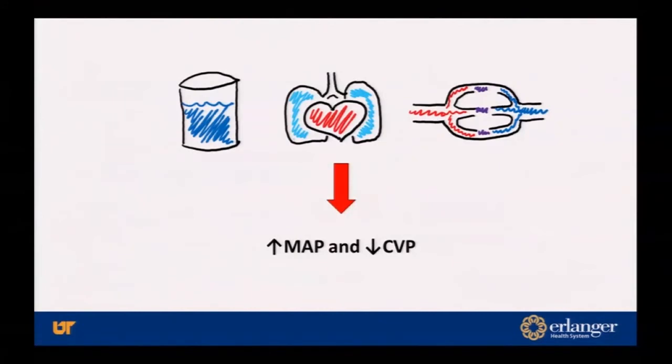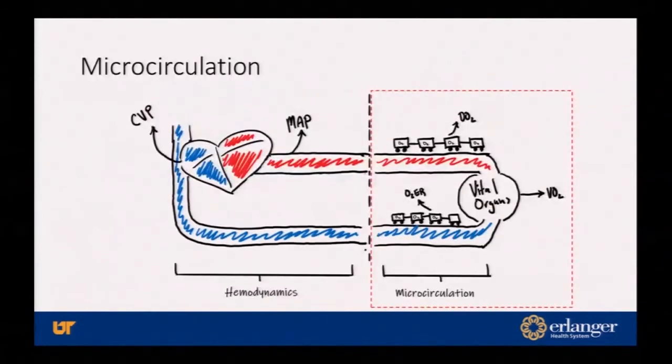So, what do the tank, the pump, and the pipes do? They work seamlessly together to keep the MAP up and the CVP down. You don't want a high CVP, right? Because that reflects that there must be some degree of pump dysfunction. You want the MAP up and the CVP down. Got it? Tank, pump, pipes, MAP up, CVP down. All right. Now we're going to talk about the microcirculation, and then you're going to see how these come together.